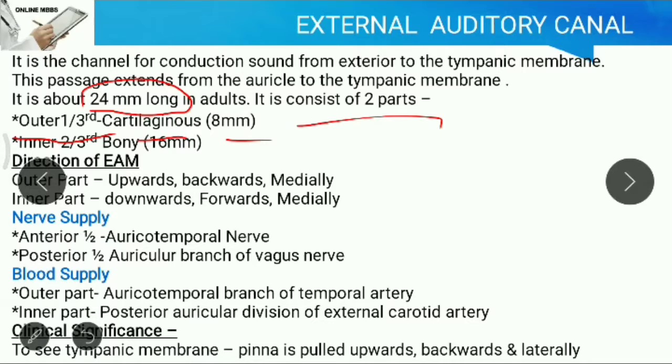Direction of the external auditory meatus: the outer part is upwards, backwards and medially, whereas the inner part is downward, forward and medially. Nerve supply: the anterior half is by the auriculotemporal nerve, whereas the posterior half is by the auricular branch of the vagus nerve. The blood supply of the outer part is by the auriculotemporal branch of the temporal artery, whereas the inner part is by the posterior auricular division of the external carotid artery. And the clinical significance is that to see the tympanic membrane, the pinna is pulled upward, backward and laterally.